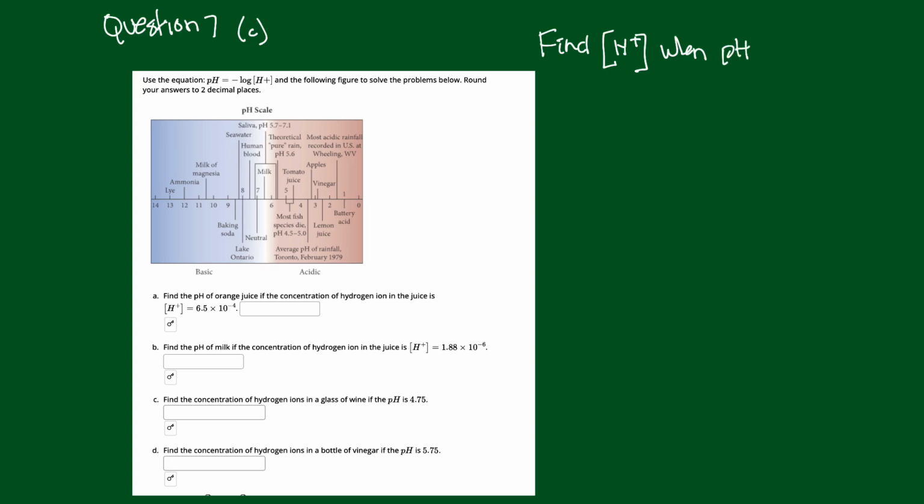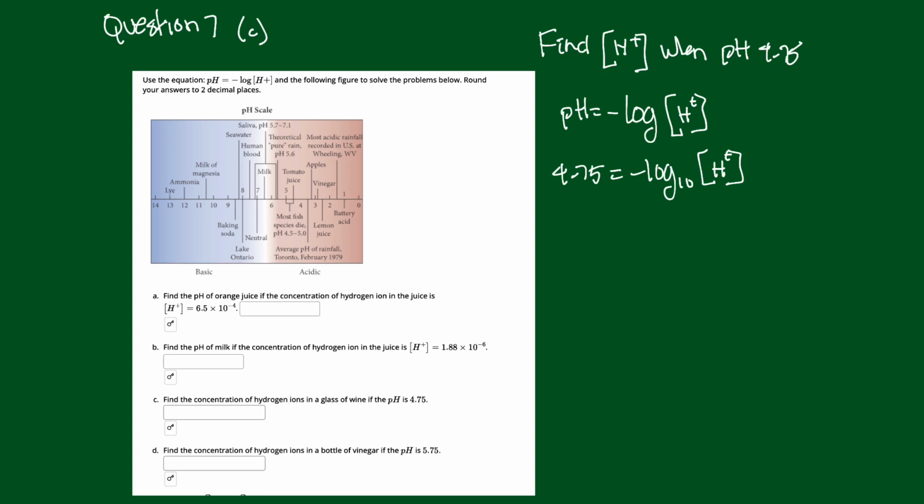Now we're given the pH is 4.75. Okay, so here's our equation. The pH is equal to the negative log of H+. So pH we're given as 4.75. This is equal to the negative log, base 10, of H+. Now I'm going to get rid of this negative sign so I can isolate the log. Just multiply or divide both sides by a negative. So I get negative 4.75 is equal to the log base 10 of H+.